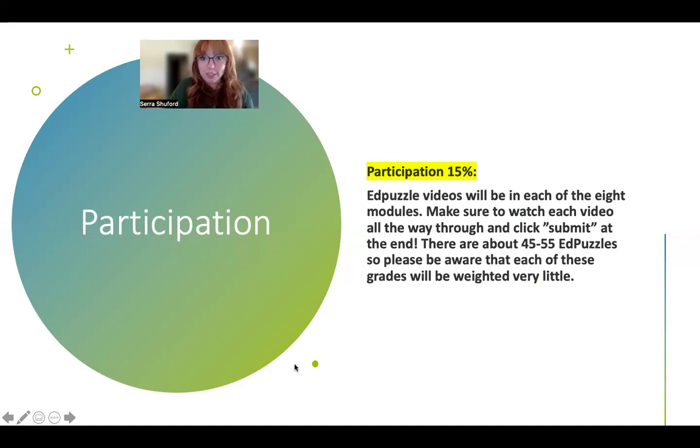So our first category is participation, and it is worth 15% of our total grade. Participation is Edpuzzle videos that will be in each of the 8 modules. Make sure to watch each video all the way through and click submit at the end. There are about 45 to 55 Edpuzzles, so please be aware that each of these grades will be weighted very little. It's like a 50th of 15% of your total grade. It's very, very small. But do make sure you're doing those, because otherwise you do not have the lecture material or class material that you need to do your other assignments.